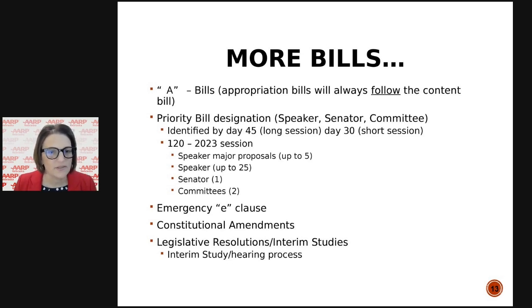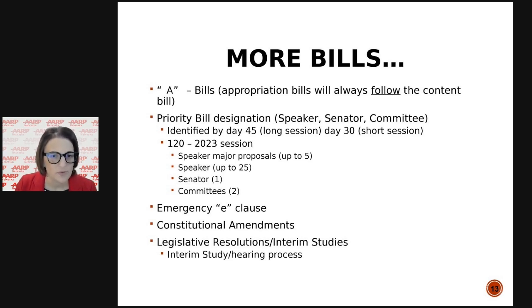There are also priority bill designations that can be made, and these are by the Speaker of the Legislature, senators themselves, and then committee members. The Speaker of the Legislature can have up to 25 bills that can be put on a speaker priority list. Each senator has one senator priority bill, and then each committee, so those 14 committees plus other committees, can have up to 2 bills that are deemed a priority designation. Regardless of whether it's a short or long session, those priority bills are supposed to rise to the top and get debated prior to any other regular bills.